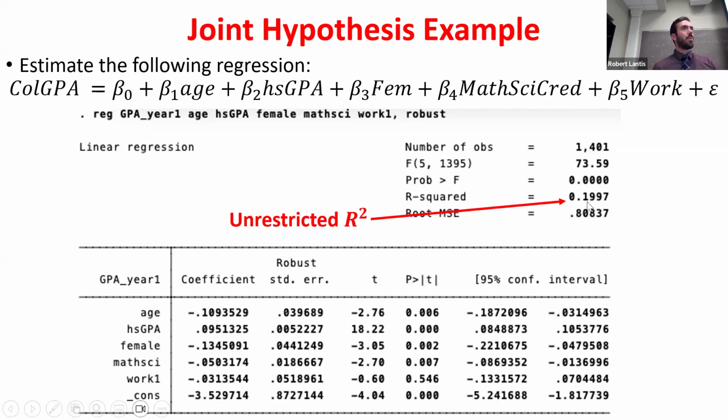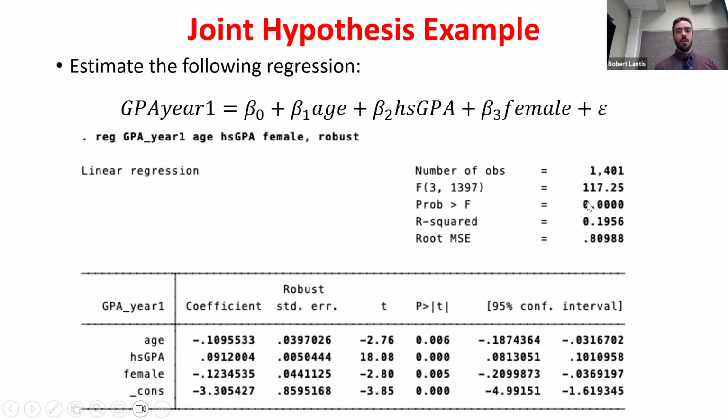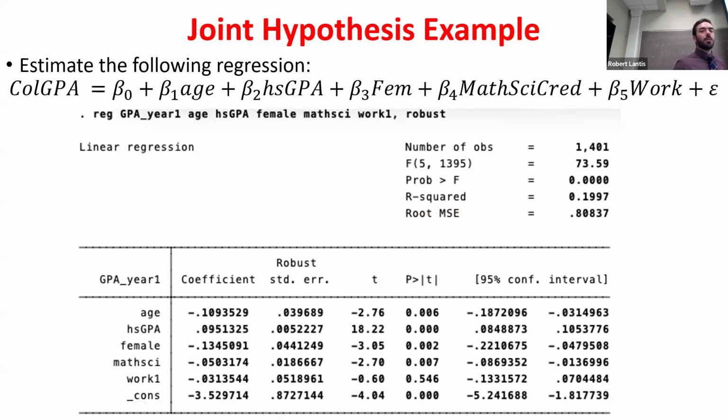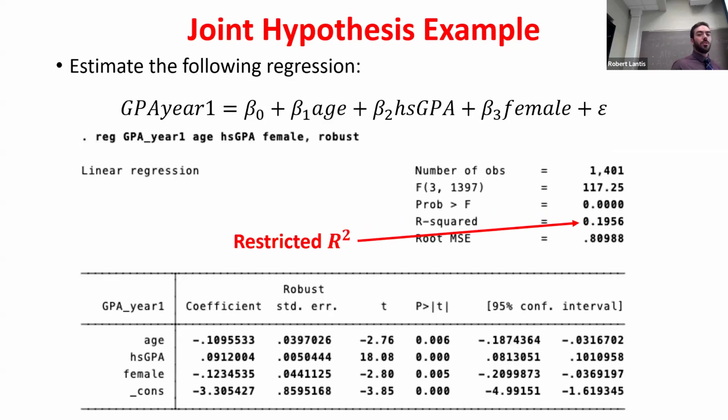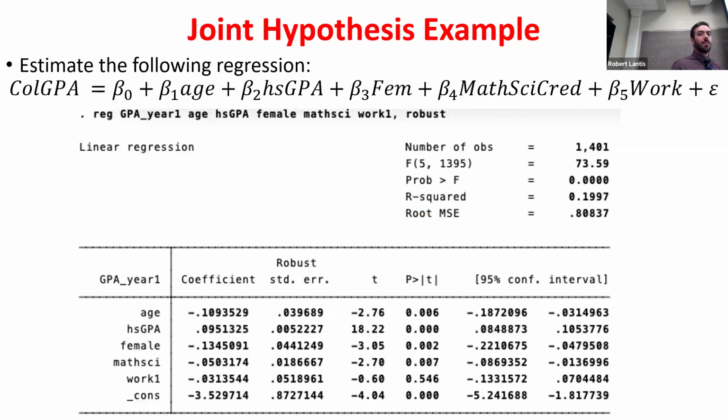Well, I've now got my R squared from the unrestricted model. I've got my R squared from the restricted model. Those were two of the things I needed in our equation. The other thing we needed was the number of restrictions. So what would that be here? If we go back here, I originally included just age, high school GPA, female. So my number of restrictions is 2. I have 2 additional variables there. What's my K? That's the total number of variables in my unrestricted model. So that would be 5.